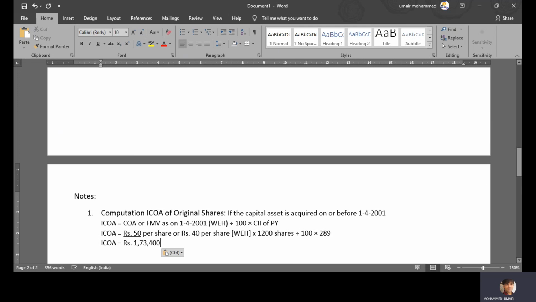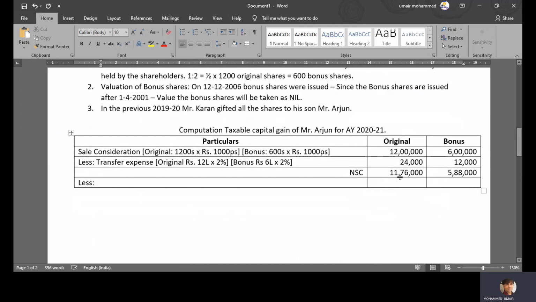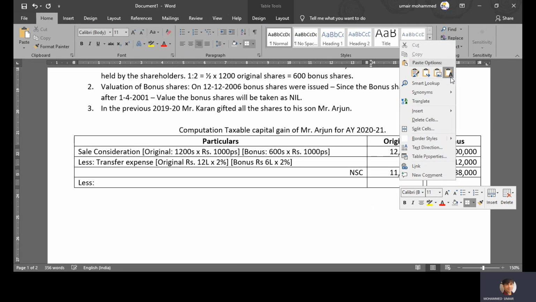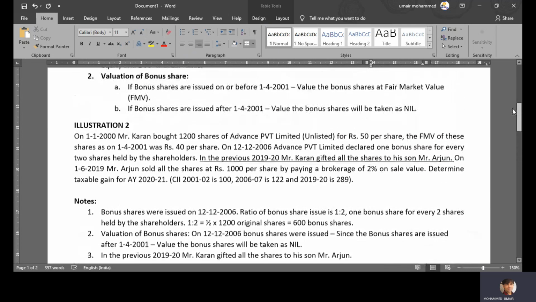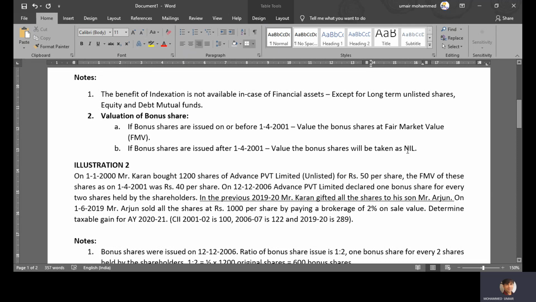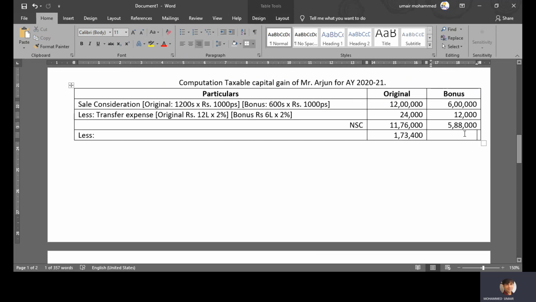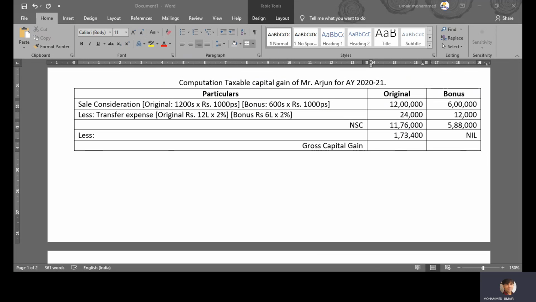Now what about bonus shares? As far as bonus shares are concerned, there's no confusion, because since bonus shares are acquired after 1st April 2001, the value of the bonus shares will be considered as 0 or nil. So this will become your gross capital gain. So 11,76,000 minus 1,73,400. So you get 10,02,600.